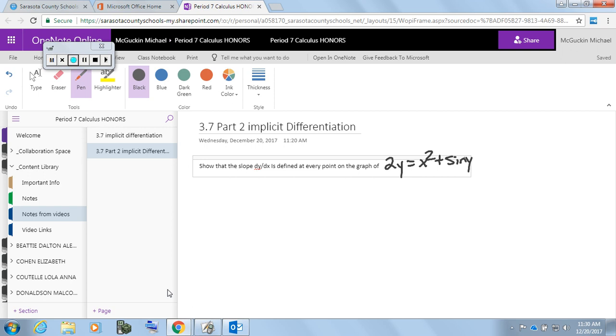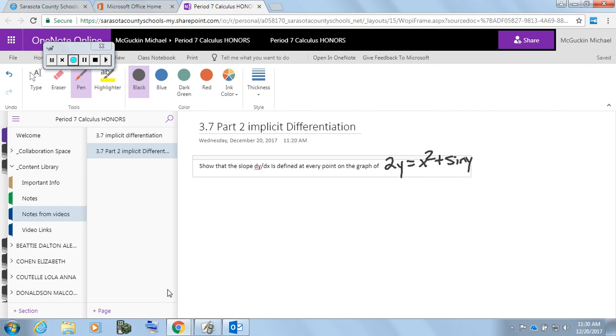So let's first and foremost find out what the slope of the tangent line is at whatever random point they're asking us for, by finding the derivative, or implicitly differentiating. And we know we're going to have to because we see 2y on the left and a y and sine y on the right. Okay? So let's do what we've been doing in step number one, which tells us to differentiate both sides.